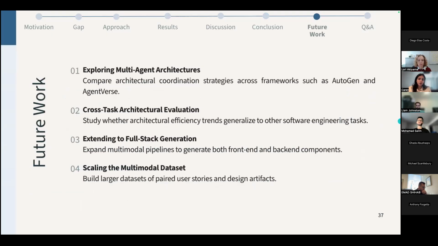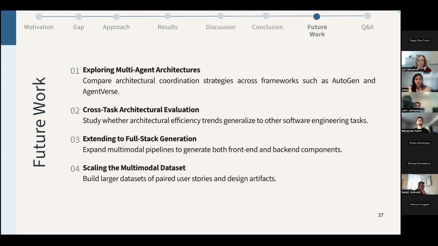So for the future work, we first plan to explore architecture coordination strategies across different multi-agent frameworks, such as AutoGen or Agentverse. Second, we would like to evaluate whether these architecture trends generalize to other software engineering tasks beyond the front-end generation, such as testing. Third, an important extension would be a full-stack generation to see if the system can integrate front-end with back-end services.